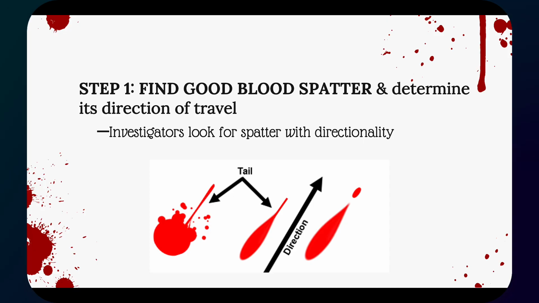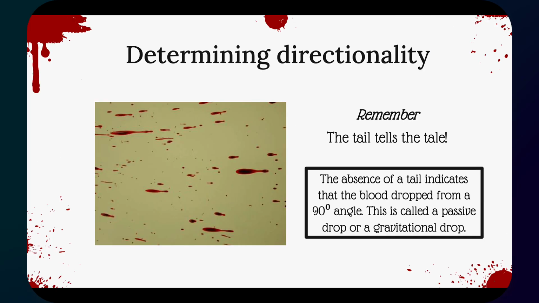Step 1, you need to find some good blood spatter and determine its direction of travel. And investigators will look for spatter with directionality. In the actual blood stain analysis, a forensic investigator will determine the trajectory of the blood. Directionality can be determined by analyzing the tail of the blood stain. By measuring the shape of the blood stain on a surface, the direction of movement can be determined. As well, the speed at which the blood contacted the surface can be approximated.